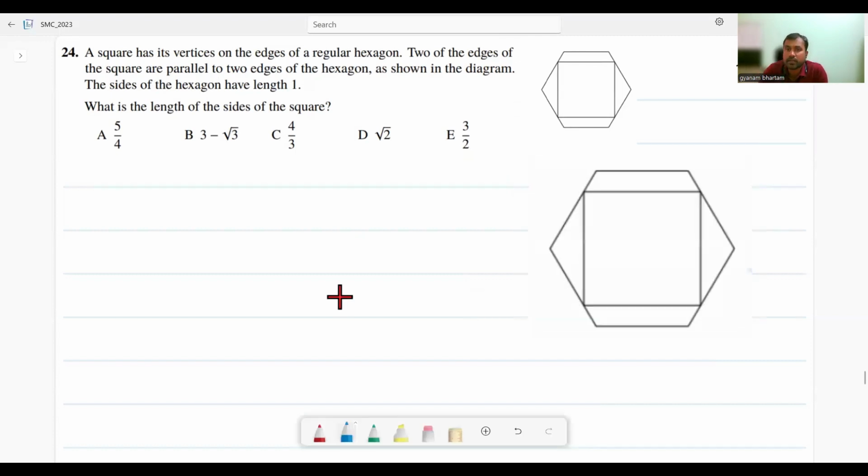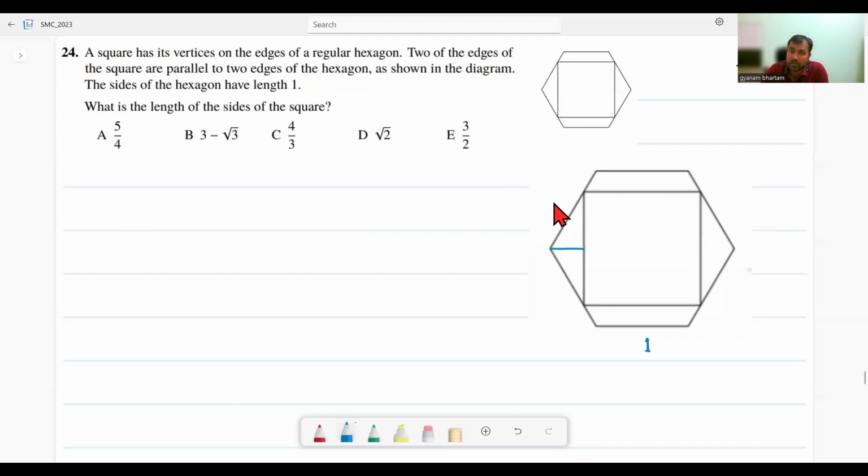Now a square has its vertices on the edges of a regular hexagon. Two of the edges of the square are parallel to edges of the hexagon, as shown in the diagram. The side of the hexagon is length 1. What is the length of the side of the square? So this is 1. We don't know much about this one.